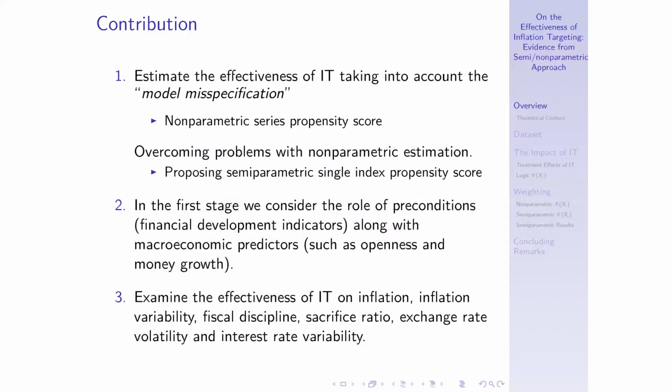So in the first stage we are doing that, and in the second stage, in addition to just looking at inflation and inflation volatility, we are also looking at the sacrifice ratio, for example, and some volatility measures like exchange rate volatility and interest rate volatility. So basically the question we are asking is, once you take into account the econometric problems associated with the relevant literature, what is the impact of adoption of inflation targeting on inflation volatility, sacrifice ratio, exchange rate volatility, and interest rate volatility? That's what we are trying to do.